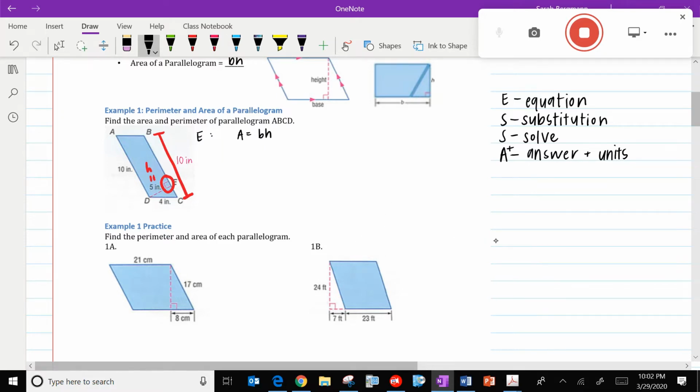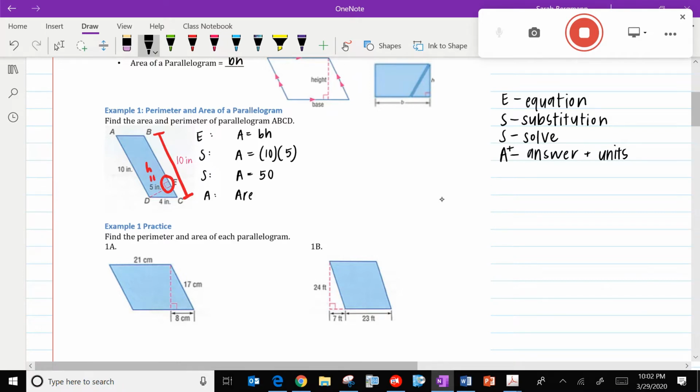So the next step is S, substitution. Area, that's what we're trying to solve for, so we'll leave it as its variable A. B stands for base. The base here is 10 inches. The height is 5 inches. The next S stands for solve. Once you substitute your numbers in, you need to solve for the variable. So to solve this, all we have to do is 10 times 5. That's 50.